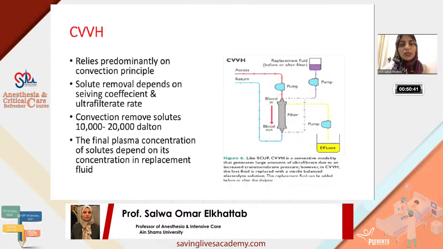This relies on the principle of convection, and it removes small and medium-sized solutes, from 10,000 to 20,000 Dalton. The final plasma concentration of these solutes will depend on the concentration in the replacement fluid. Actually, we are pushing these solutes out by the convection principle, dragged out of the patient's blood with fluids, and in the replacement, we might need to replace these solutes, might be sodium, potassium, urea, like that.